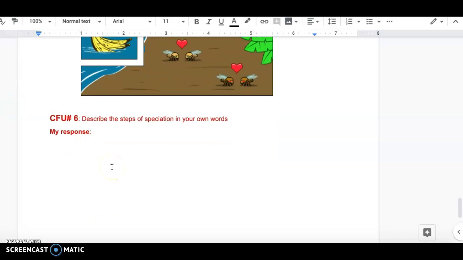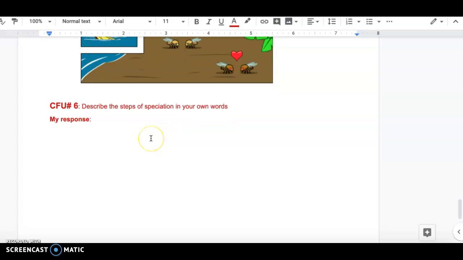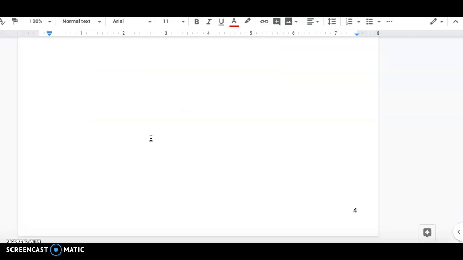Now make sure you check for understanding number 6. Describe the steps in speciation in your own words, using first, then, next, as a result, and make sure you submit when you're done.